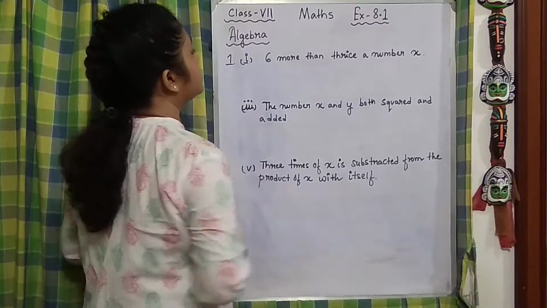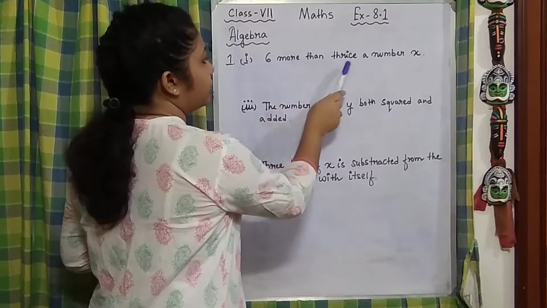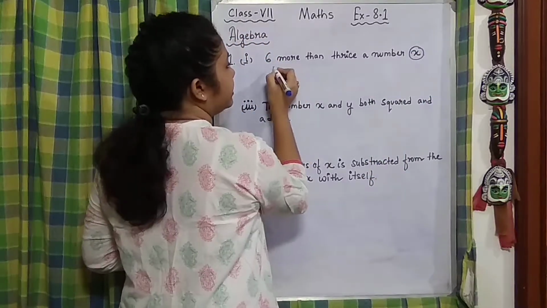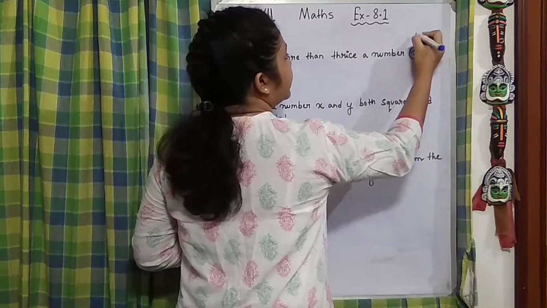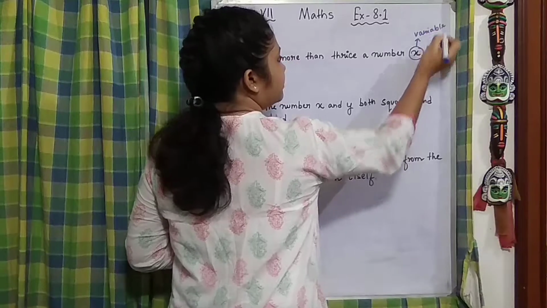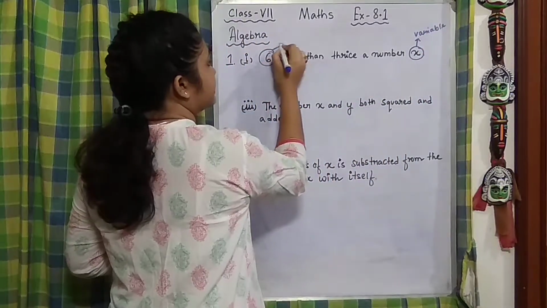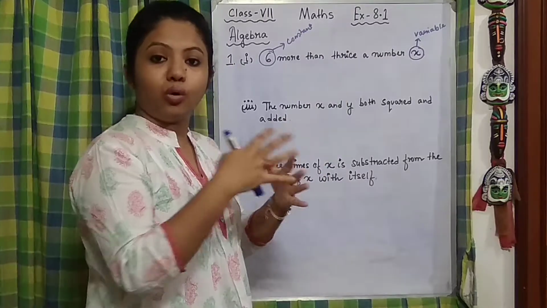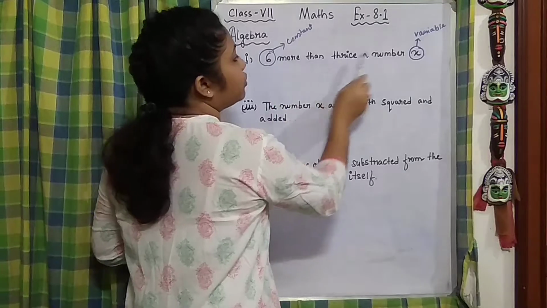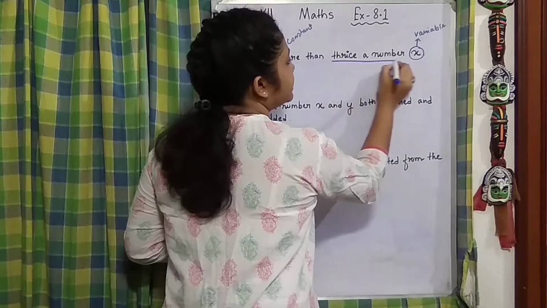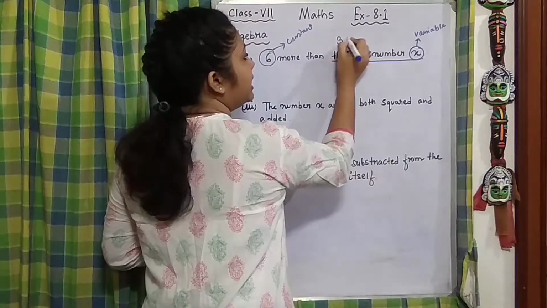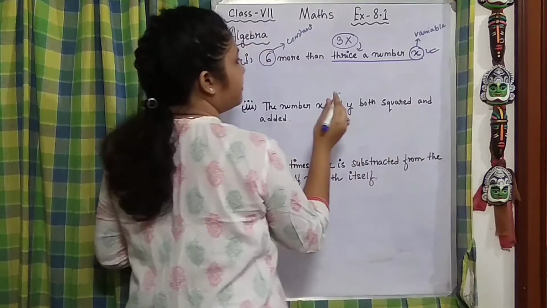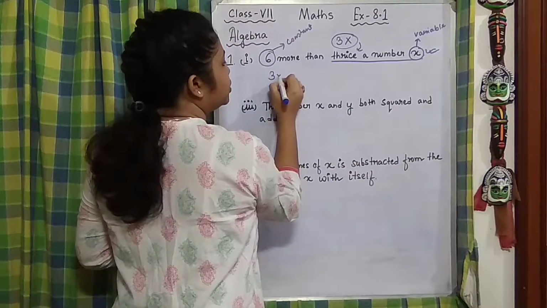Here, in sum number 1, it is said: 6 more than thrice a number x. Now, first of all, see which is the variable and which is the constant here. From the question, definitely we can understand that x is the variable, as we already learned in our last class. 6 is a constant. Got it? Now, how are we going to go according to the question? 6 more than thrice a number x. First, we will find what is thrice a number x. Thrice means 3 into. So thrice means 3 multiplied with a number that is x. So firstly, 3 into x.